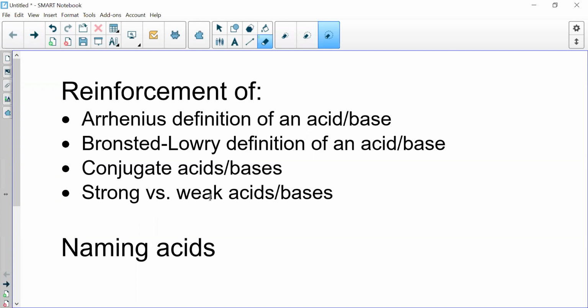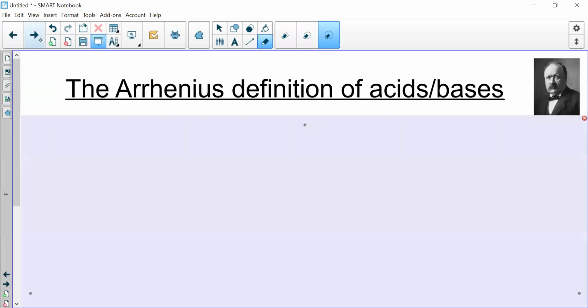We spent about 2 weeks on naming ionic compounds. Don't worry, naming acids will only take us about 10 minutes to go over. So let's start with the Arrhenius definition.